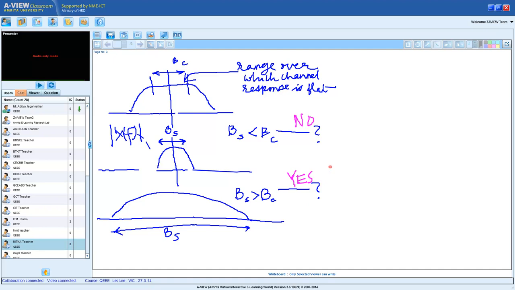Okay, and that is as simple as that. Basically what we are seeing is that each channel has a certain bandwidth. What do we mean by the bandwidth of a channel? It's not like the bandwidth of a filter. The bandwidth of a channel is simply the range of frequency over which the response of the channel is constant. So if the bandwidth of the signal is less than this coherence bandwidth, and the signal passes through this channel, it experiences flat fading, a constant fading.